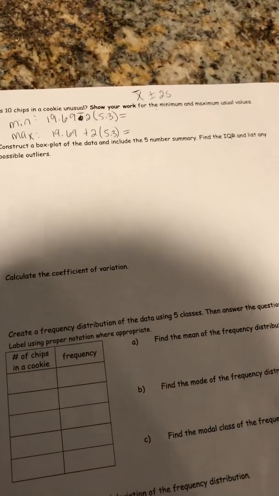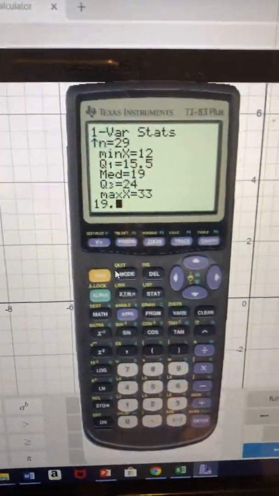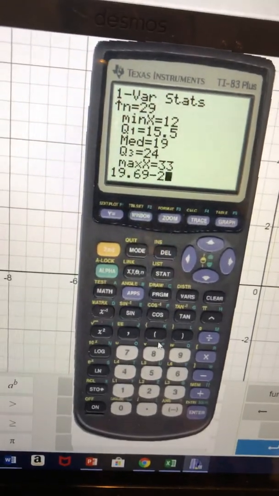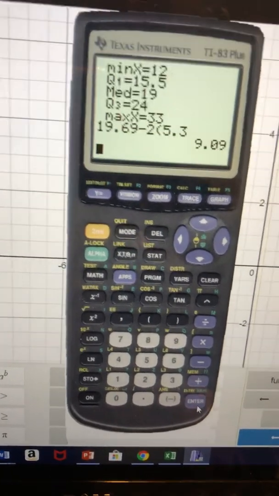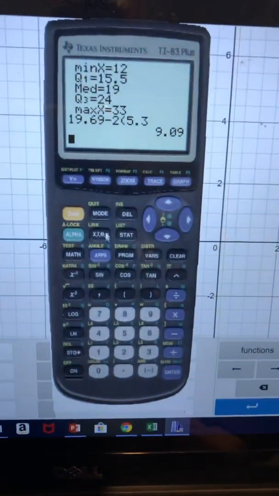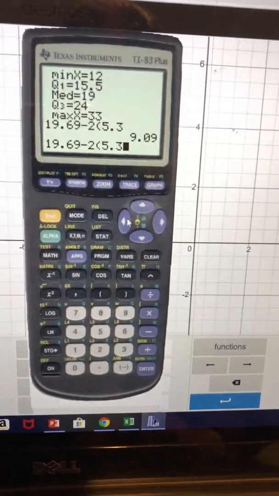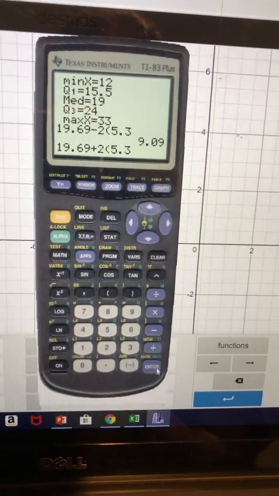So if I do that, 19.69, again I'm going to use the calculator. I don't know if I could do anything in my head today, apparently. Minus 2 times 5.3. So I've got 9.09 for my minimum value. And then if I add, instead of typing it again, I'm just going to hit second enter so I can change that to a plus sign. Plus and hit enter. My max is 30.29.